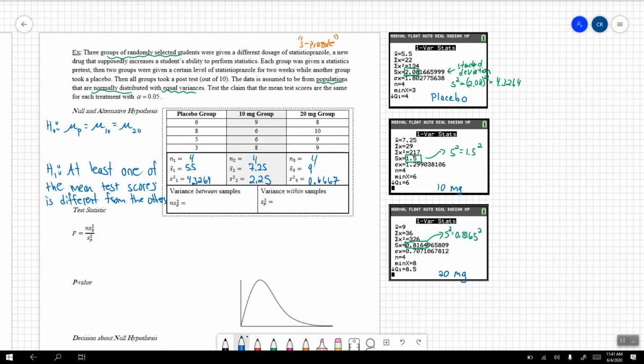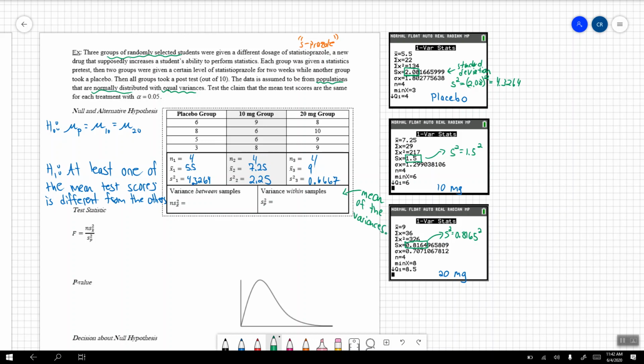Now, what we're going to need at this point in time is we're going to need to find the variance between samples, and we're going to need to find the variance within the samples. I would rather do this second one first, the variance within samples. This variance within the samples, all this is taking the mean of all of the variances. So for this specific value here, this is going to be the mean of the variances.